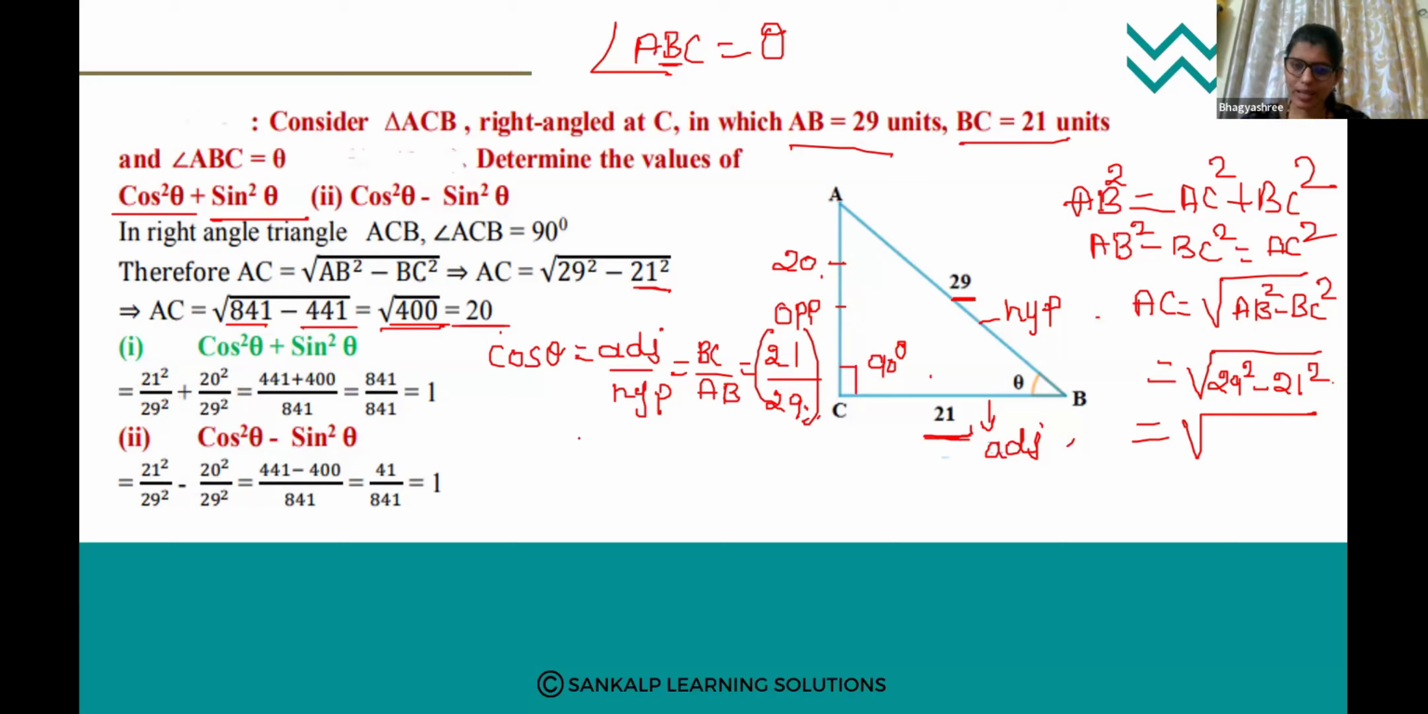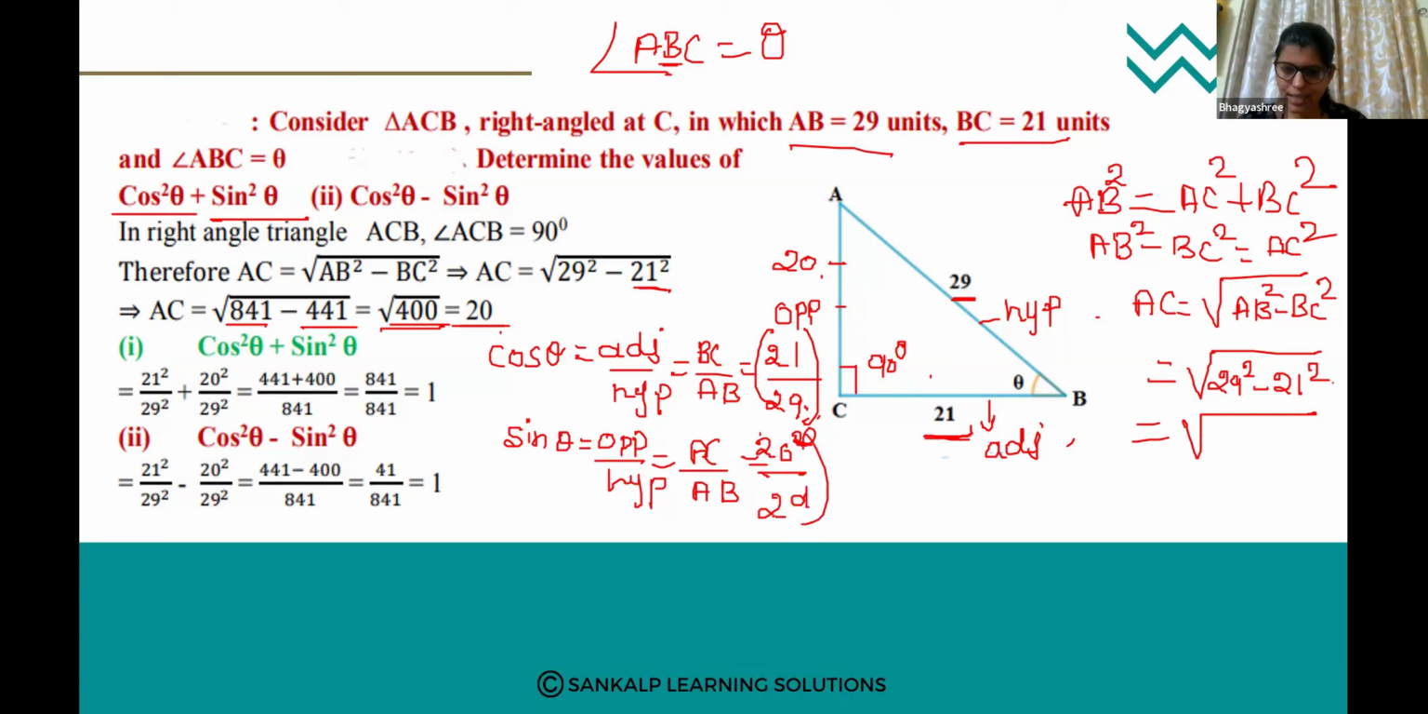Next, sin square theta. Sin theta means what? Sin theta means opposite divided by hypotenuse. Opposite side is AC. Hypotenuse is AB. AC divided by AB. That is 20 divided by AB value 29, squared.